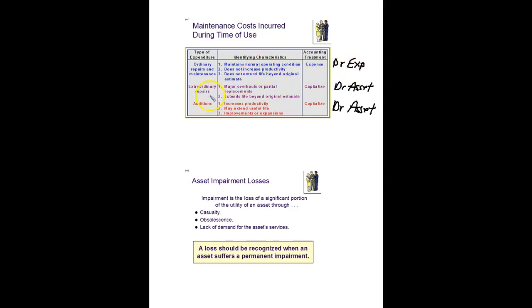Now, it could be that we have some sort of repair that has a long-term benefit. So, for instance, if you overhaul the engine in an automobile, that overhaul will give you several more years of life out of that automobile. So we would capitalize that. Or if we have an addition, so if we have a building and we add on to that, we would debit an asset for those costs.